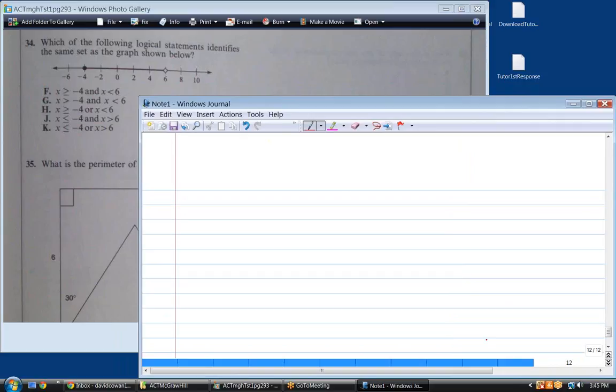Which of the following statements identifies the same set as the graph shown below? In case you can't see that, there's a big dot there at -4. There's an open dot at 6, and the graph is all the values between those two. So which of those statements states this graph?